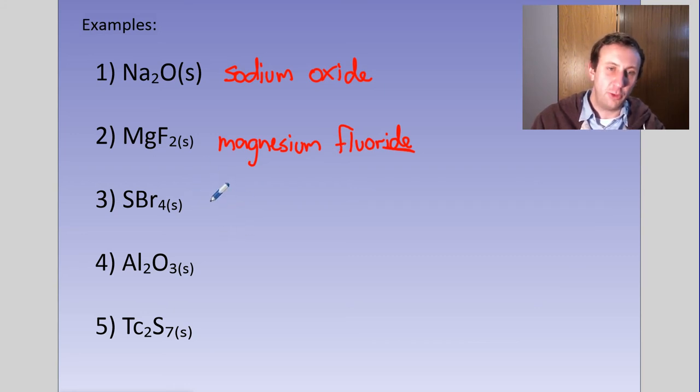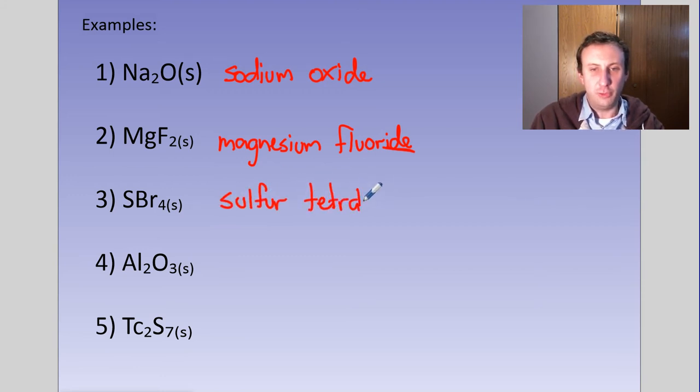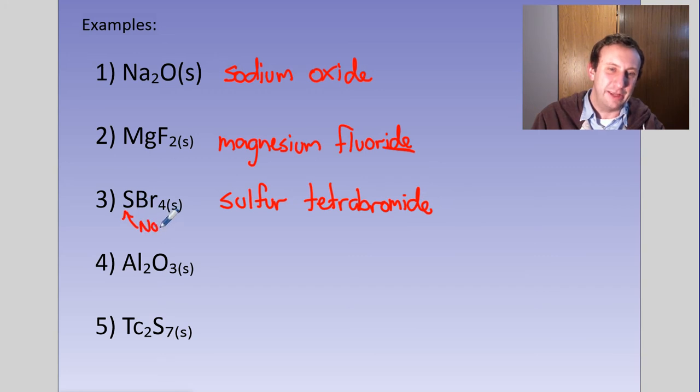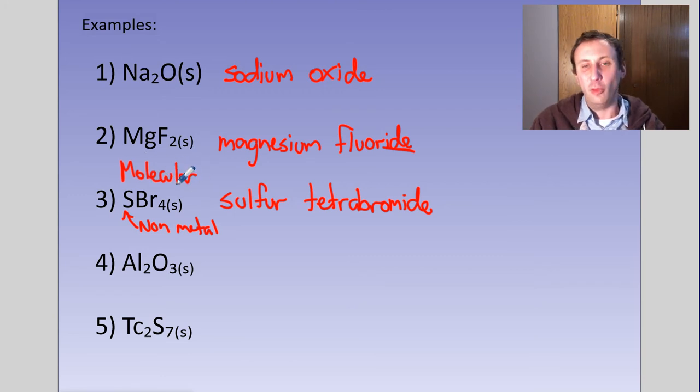So SBr4, this was a trick. I tried to trick you. Did I trick you? Because this is actually sulfur tetrabromide. So cruel for the first example. The reason why is because this right here is a non-metal. It's not a metal. So this is actually a molecular compound. I like sticking the stuff we did earlier in there to make sure you know the difference. This is molecular. This is a non-metal, which means I need to use prefixes.